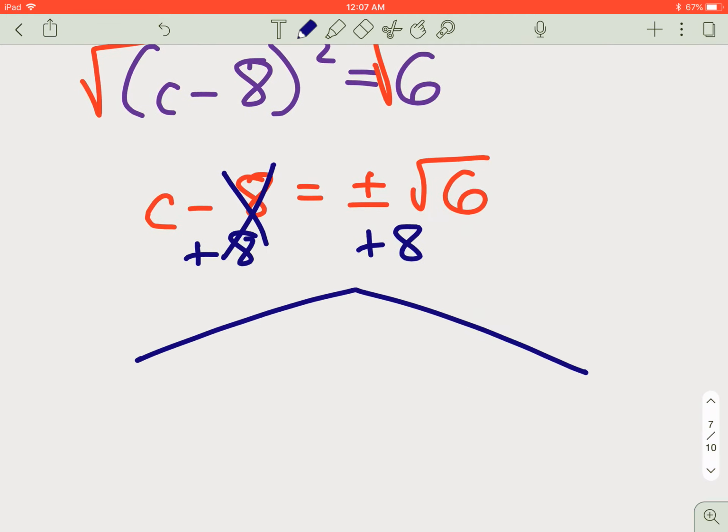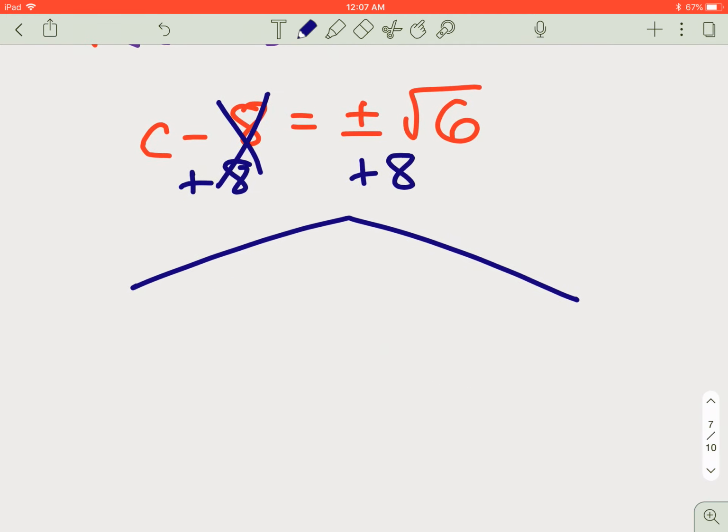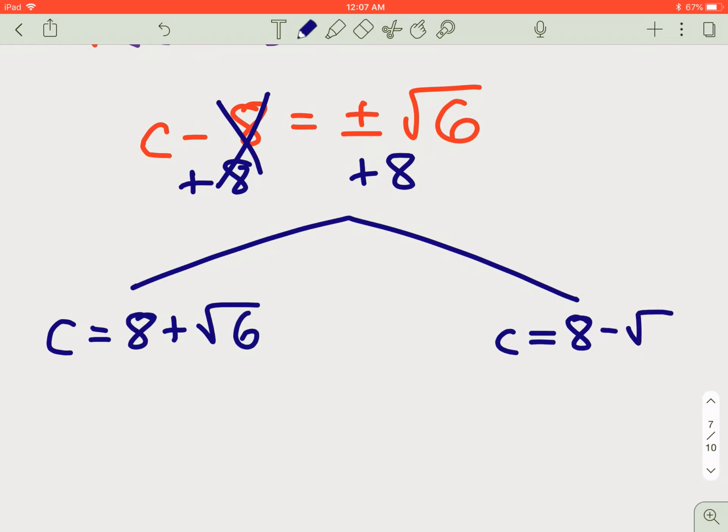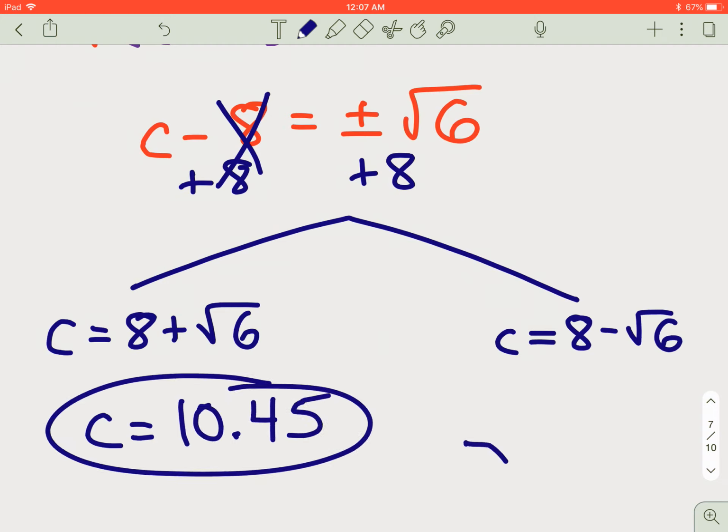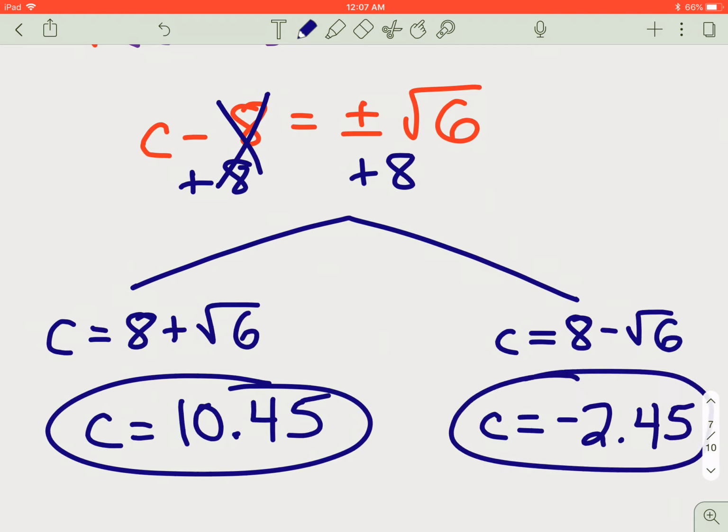And that would leave me with c equals 8 plus the square root of 6, or c equals 8 minus the square root of 6. And my two answers would be c equals 10.45, and c equals negative 2.45. And those would be the two places on the x-axis in which that parabola would cross.